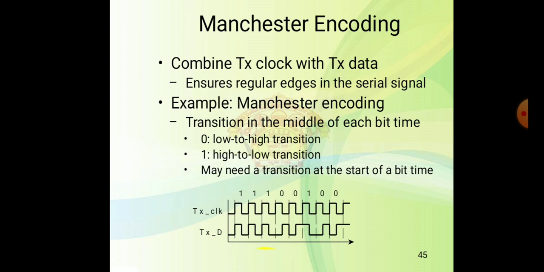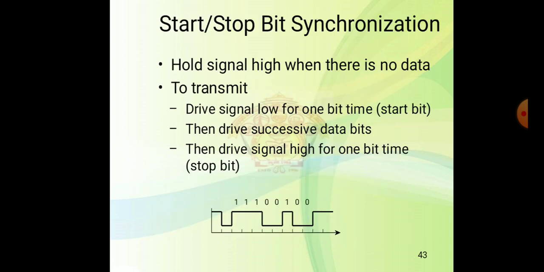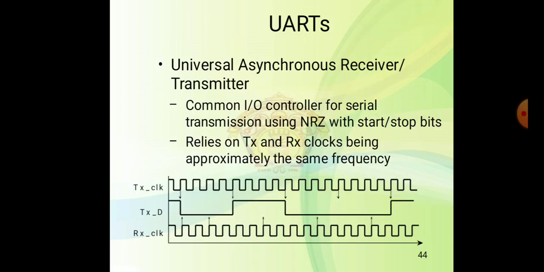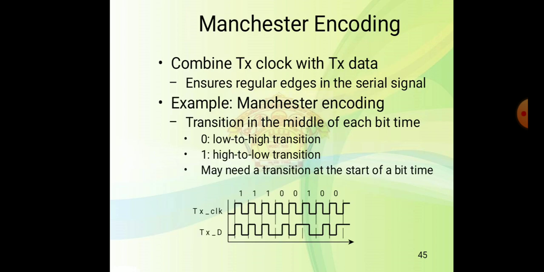So in the case of Manchester encoding, here it is 1 1 1, then 0 0 0, then 1, then 0 and 0. Whatever the data transmitted, 0 is a low to high transition, and 1 is a high to low transition. There may be a transition at the start of the bit.